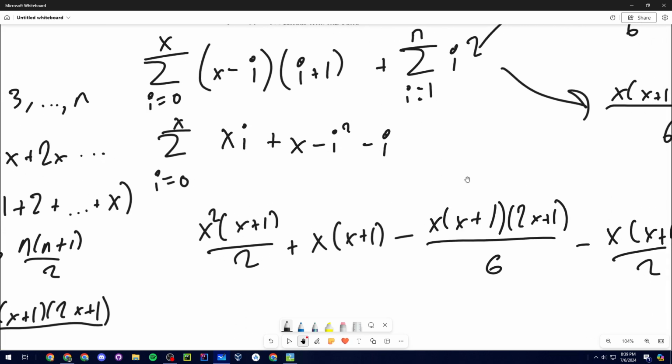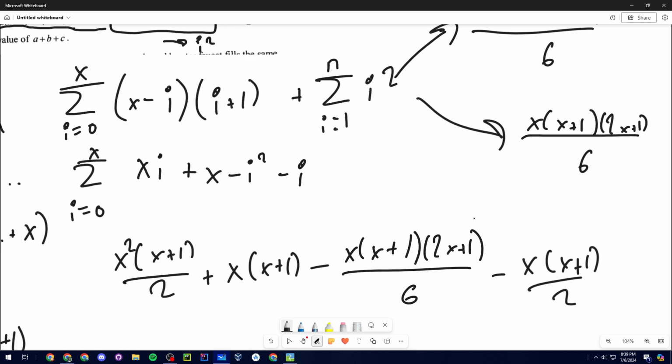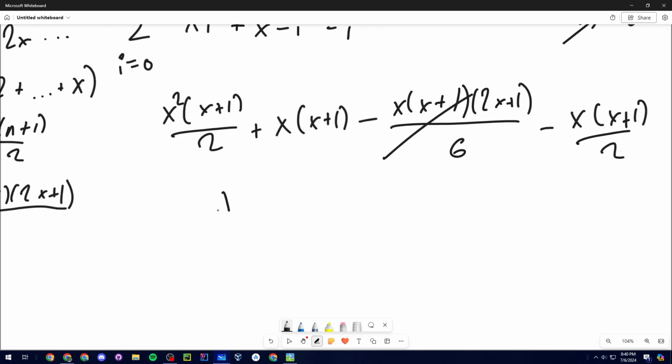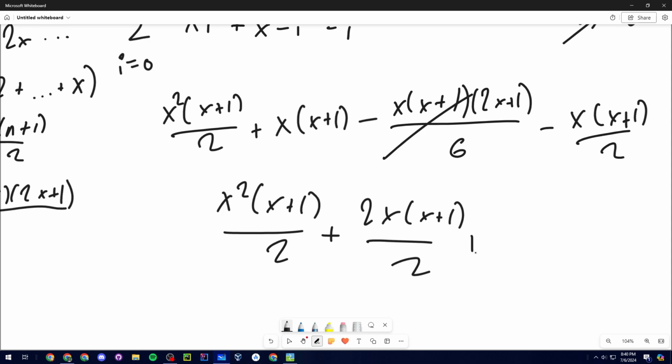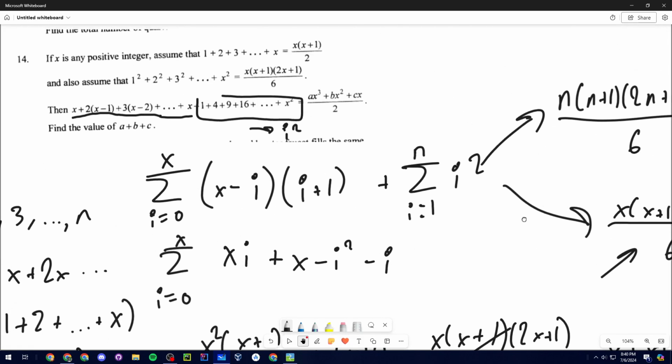Okay, and then now what? I think that's it. Because i squared is just equal to your sum. x is just that. And minus x. Wait, what am I subtracting in? Oh, yeah, and minus this. So, or plus this. So this just cancels out. So now we're left with x squared times x plus 1 over 2 plus 2x, x plus 1, 2, or minus x 2. Okay. This does seem wrong because it's supposed to be a cube.